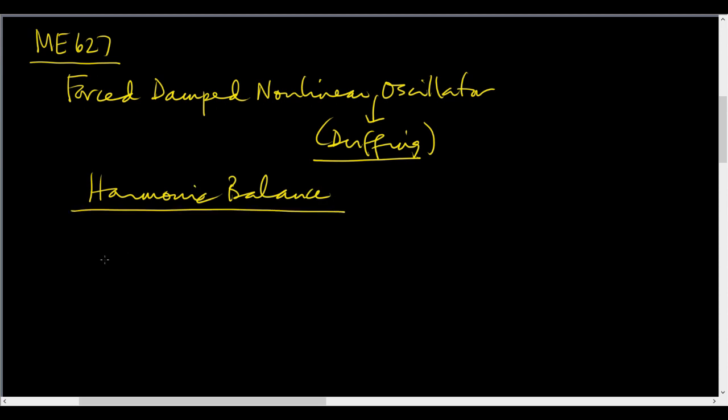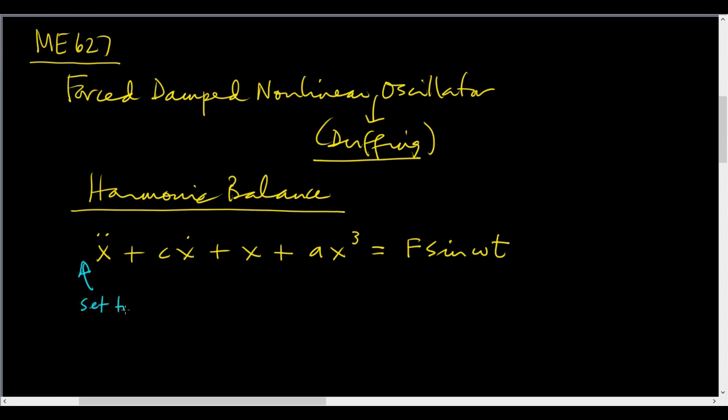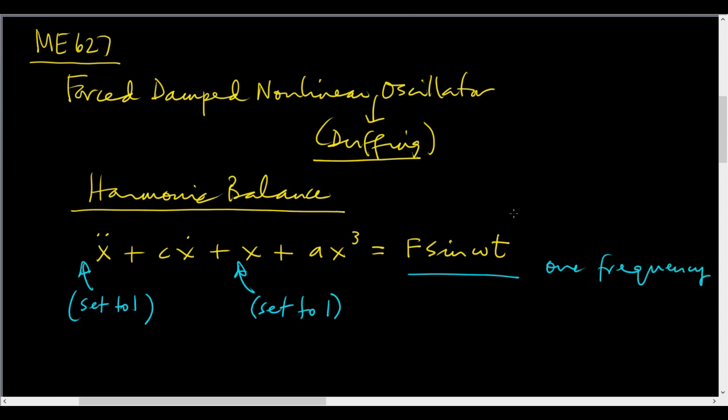The equation is x double dot plus c x dot plus x plus a x cube equals f sine omega t. Now there are a couple of things for you to note. One is there could have been something here, a coefficient set to 1, and this one set to 1. For the pendulum, I showed you how that is done. The other thing is one frequency is incorporated in the forcing.